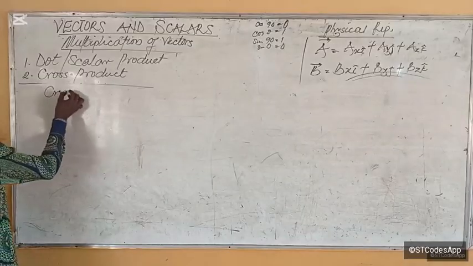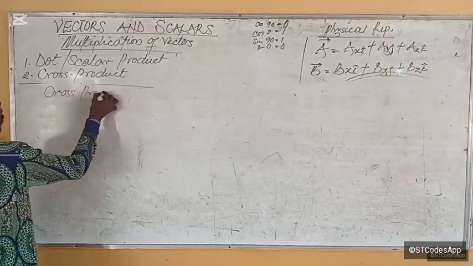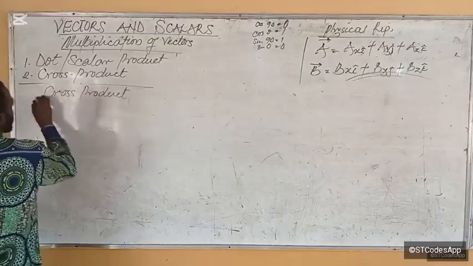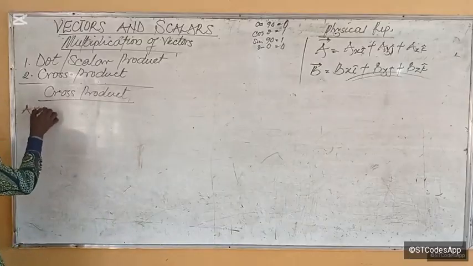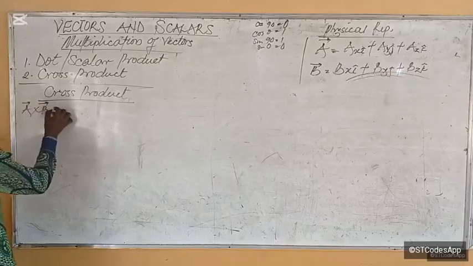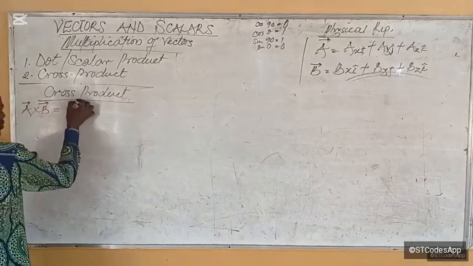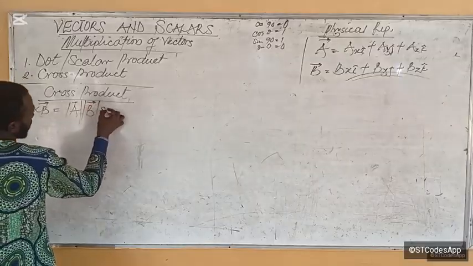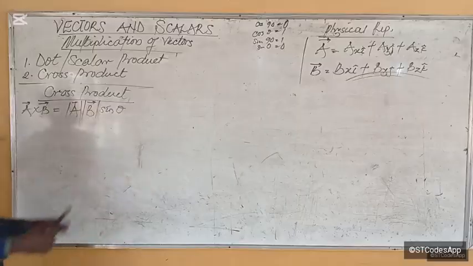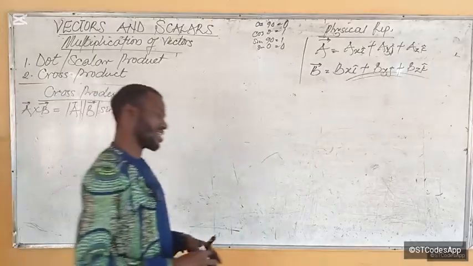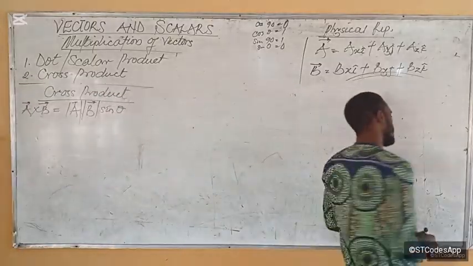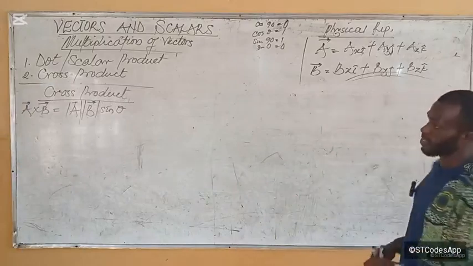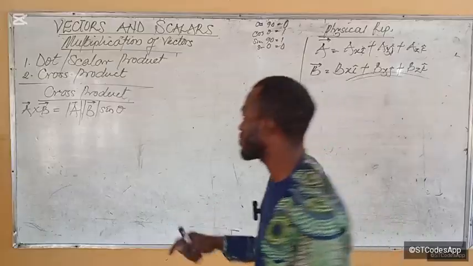So for cross product, first let me show you the formula, then I'll show you how the formula was gotten. A cross B, vector A cross vector B is equal to the magnitude of A times the magnitude of vector B sine theta. This is pretty much like the dot product. So now, how did they derive this formula?